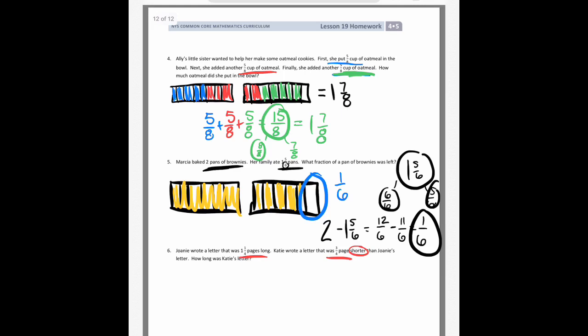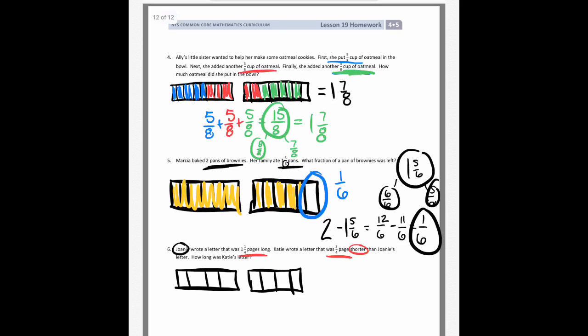So I'm going to draw a rectangle, and each rectangle is going to represent a page. So I'm going to have to go ahead and draw 2 because Joni wrote more than a whole page. So I'm going to color in what Joni wrote. Joni wrote 1 1/4. I'm going to color that in red. So she wrote a whole page and 1/4 of another. And then I'm going to cross out the 3/4 that Katie didn't write. Katie wrote 3/4 page shorter than Joni. So 1, 2, 3 of those fourths Katie didn't write. So what's left, it looks like, is 2/4.